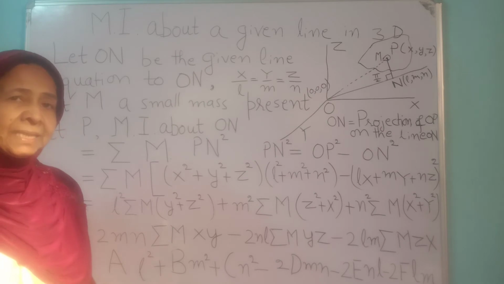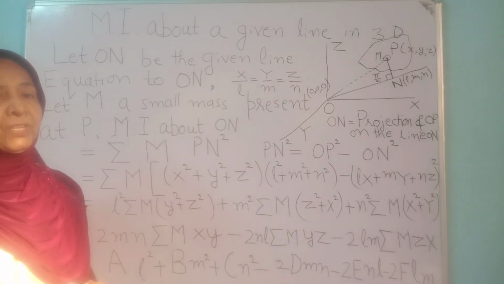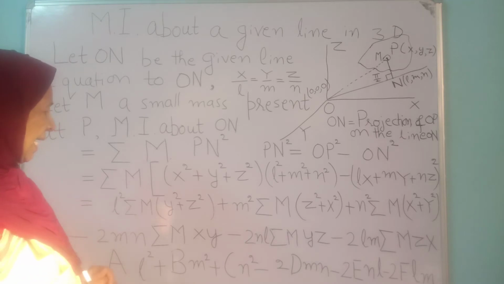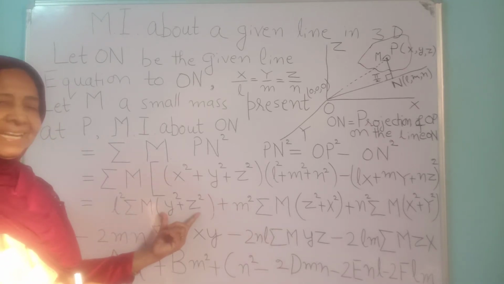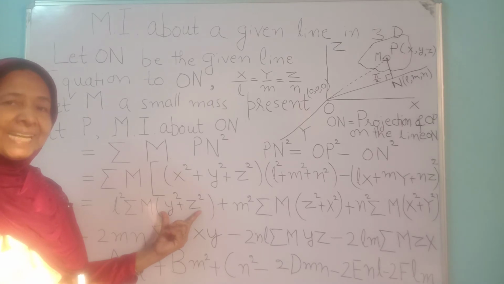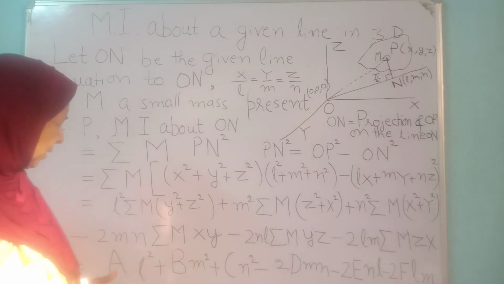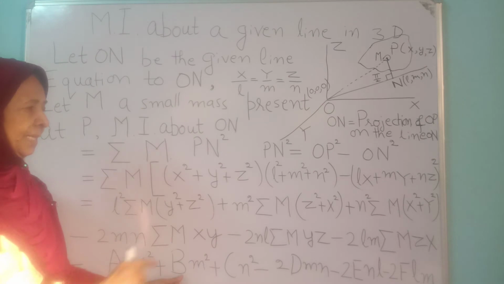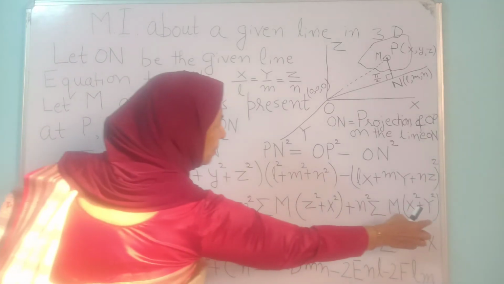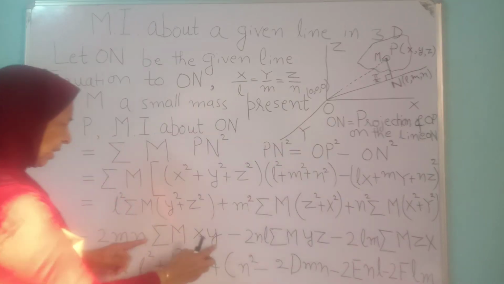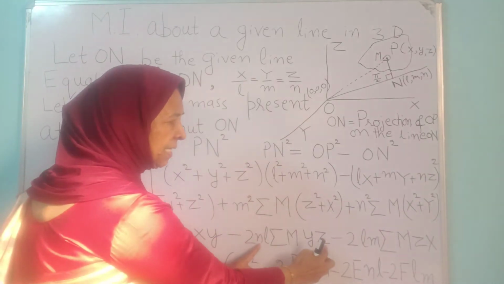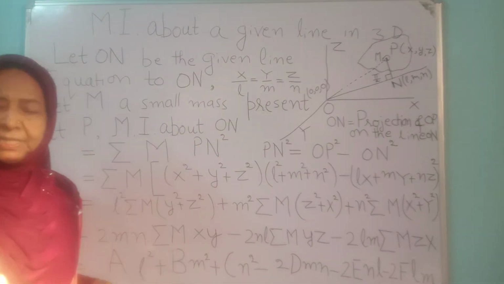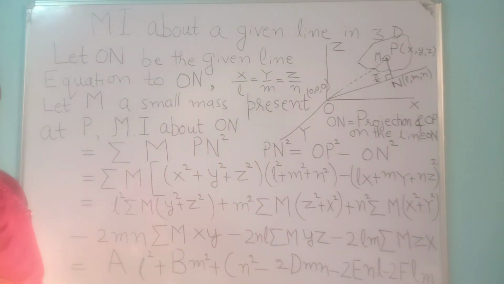What is capital A? That is the moment of inertia of the rigid body about x-axis. So this term will be replaced by capital A. So this is going as AL square plus BM square. This term is B. This term is capital C. This term is D. This is E. This is F. D, E, F, these are the products of inertia.